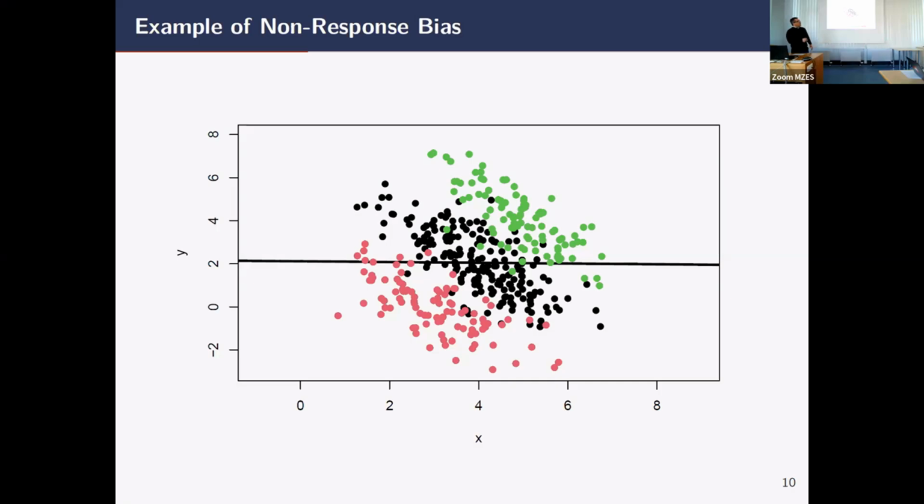And as you can already see, if I were to make a regression line within these groups, there would be some dependency. So if I fit a regression line only to the black points, green points, and red points, there would be a negative association. Now, what happens if response is different in these three groups?